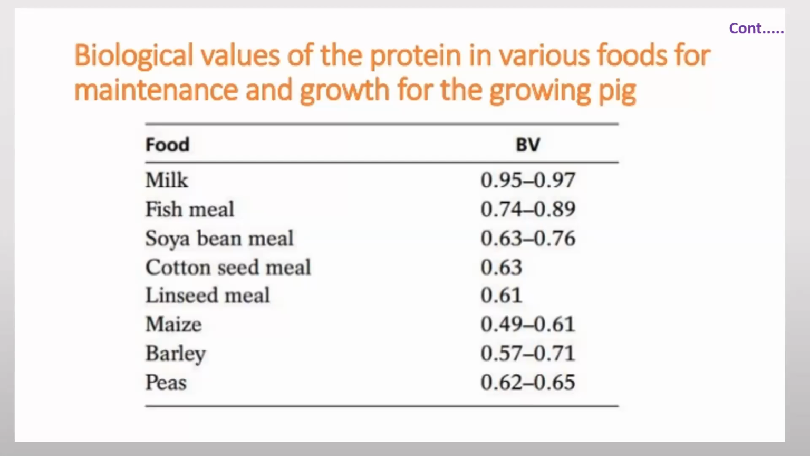Here you can see examples of the biological value of the protein of various foods. Like milk in case of the growing pig, the biological value is 0.95 to 0.97, or if you calculate in percentage, then it is 95 to 97%. Like fish meal, soybean meal, cottonseed meal, linseed meal, maize, barley, pea. So this is an example of how the biological value can vary from diet to diet and ingredient to ingredient.